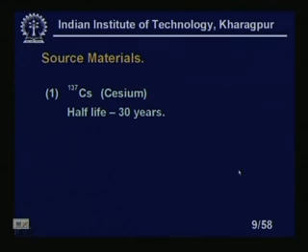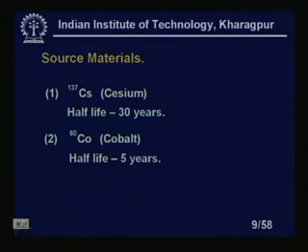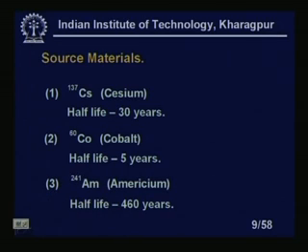Now, source materials: what are the different sources of alpha, beta, gamma rays and neutrons? Let us look at that. We have cesium 137, its half life is 30 years. That is a problem, as all of you are aware, the radioactive sources' half life is extremely high, so it will continuously emit all these rays, some of which are harmful to the human body. Cobalt 60, half life is 5 years. Then we have americium 241, whose half life is 460 years, extremely high, you can see.